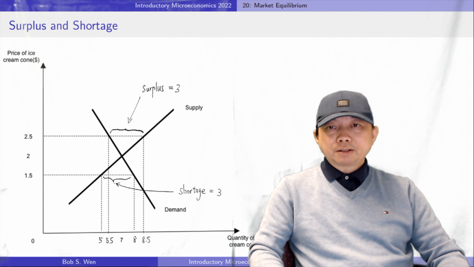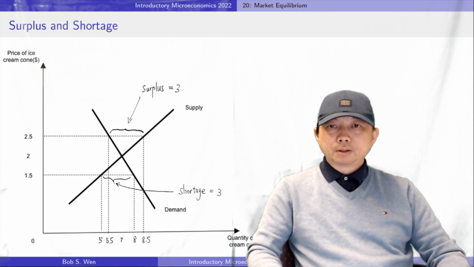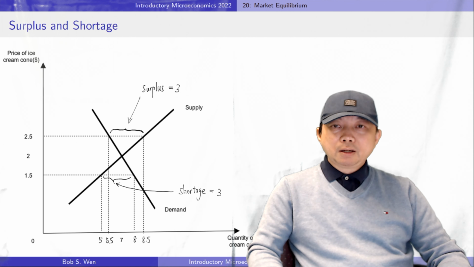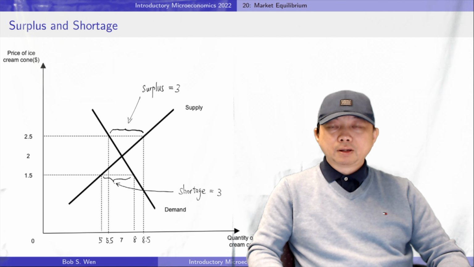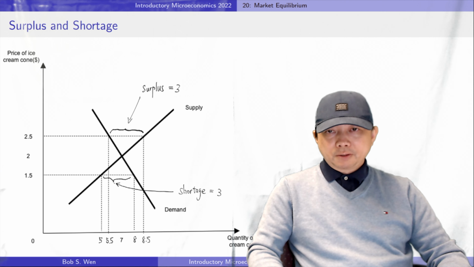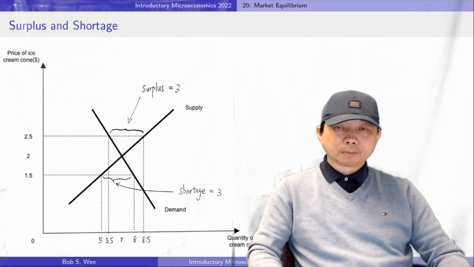Suppose now that the market price is above the equilibrium price. At a price of $2.5 per cone, the quantity of the ice cream cones supplied exceeds the quantity demanded. There is a surplus of the good. Sellers are unable to sell all they want at the going price.